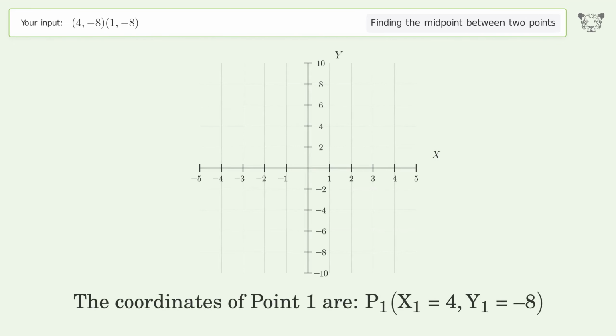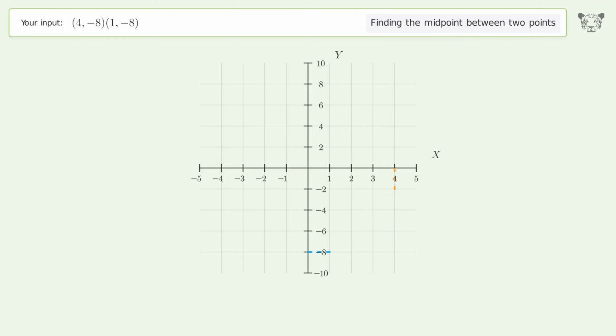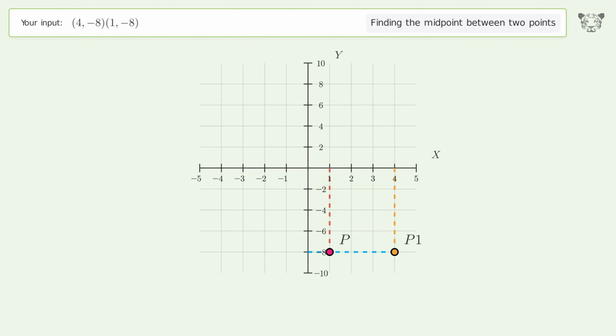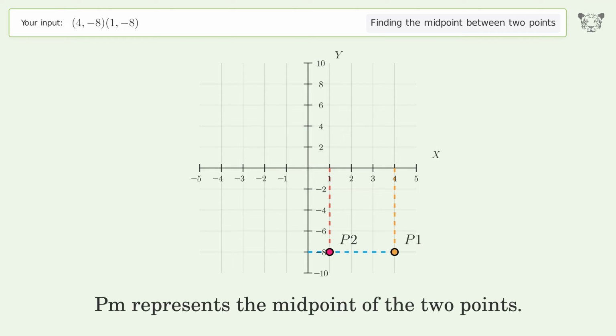The coordinates of point 1 are, x1 equals 4, y1 equals -8. The coordinates of point 2 are, x2 equals 1, y2 equals -8. PM represents the midpoint of the 2 points.